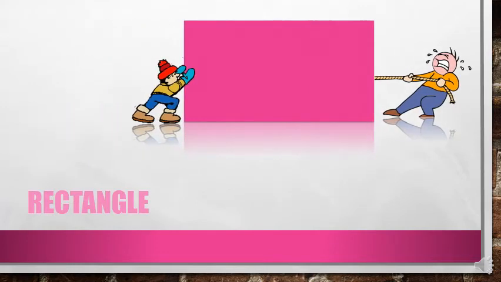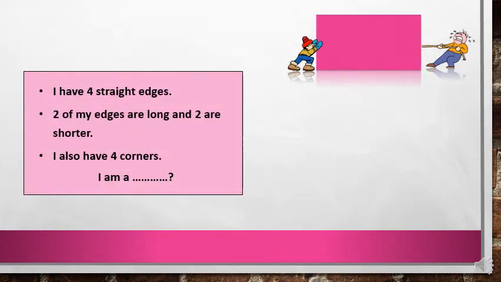The third shape is rectangle. I have 4 straight edges. 2 of my edges are long and 2 are shorter. I also have 4 corners. I am a rectangle.